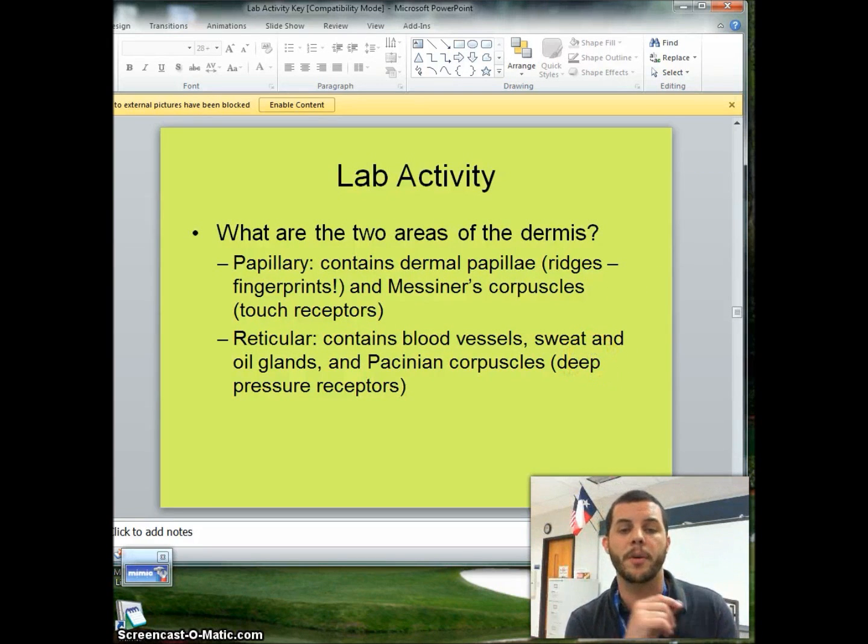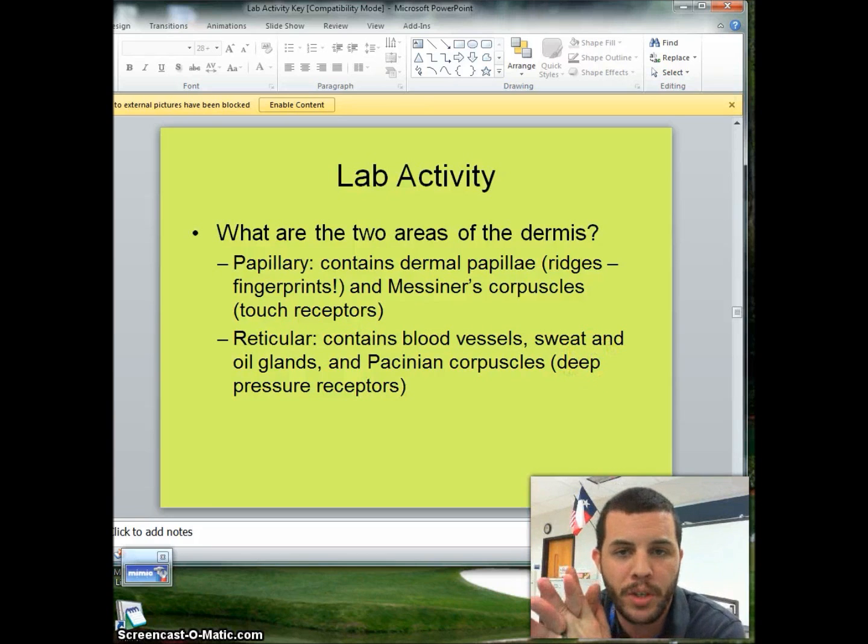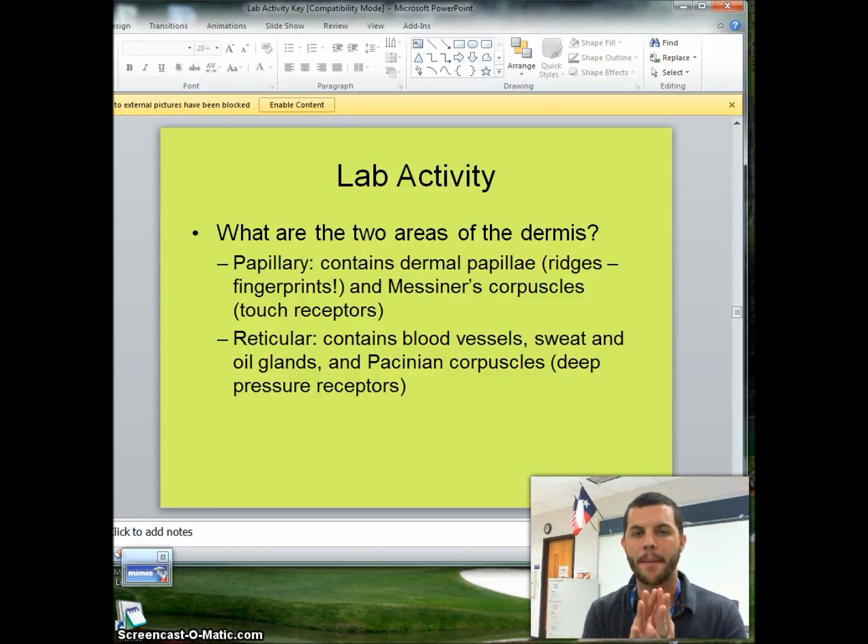You've got two areas of the dermis. You've got the papillary region, which is going to contain dermal papillae. Now, what is dermal papillae, you're probably asking. Dermal papillae is actually little ridges which make up your fingerprints, okay? That's what it is. Dermal papillae, fun way to say fingerprints, okay? In this region, you're also going to find Meissner's corpuscles.